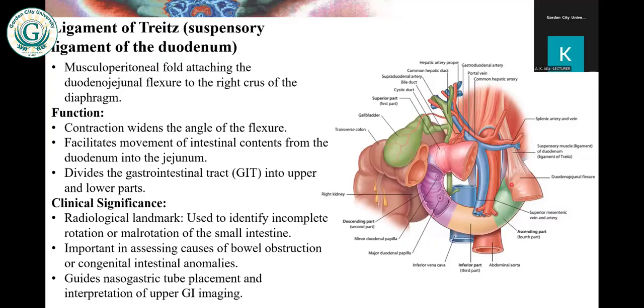So that one facilitates movements of intestinal content from the duodenum to the jejunum. Another point is that when you're dividing the GI tract into upper and lower GI tract, we use this junction. This musculoperitoneal fold is called the suspensory ligament of the duodenum. So the part up to this is the upper GI tract. Then from this going will be the lower GI tract.